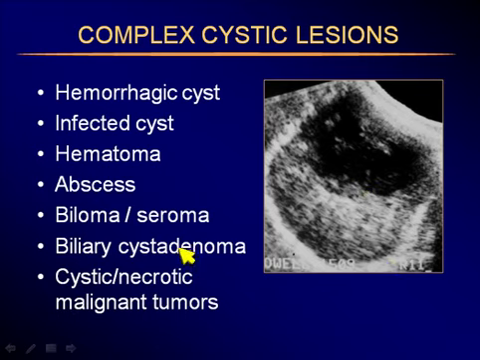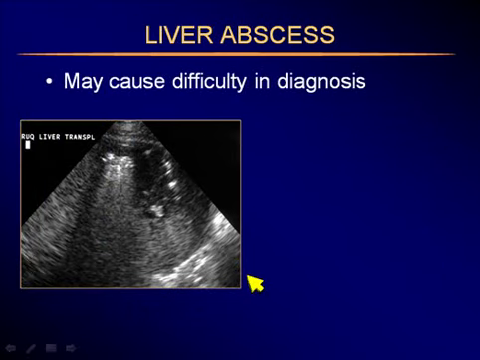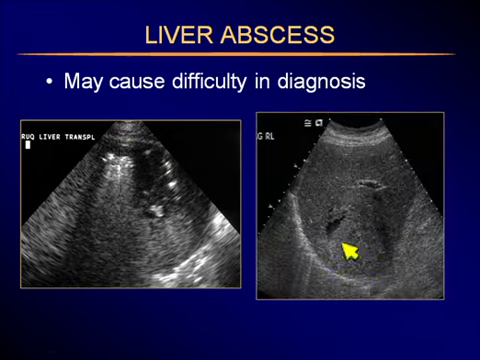It could be a biloma or seroma, could even be a large biliary cystadenoma, or could be cystic or necrotic degeneration within a metastasis or a malignant tumor. Liver abscesses sometimes cause trouble in diagnosis. A liver abscess, when it has fluid and debris, is fairly easy to spot, but when it has bubbles of gas or pockets of gas, that sometimes may shadow out the back wall of the abscess itself and may cause confusion in its appearance.